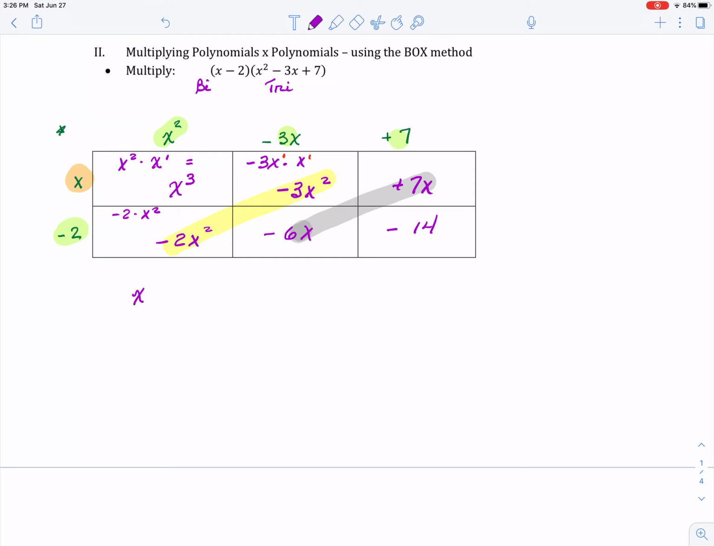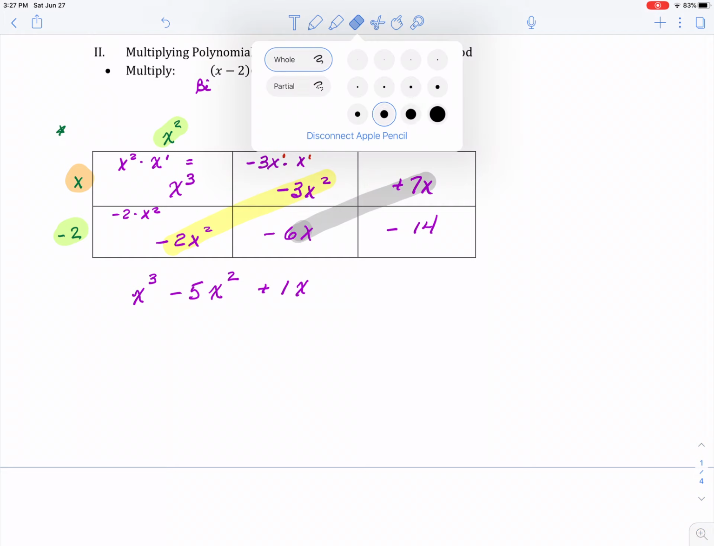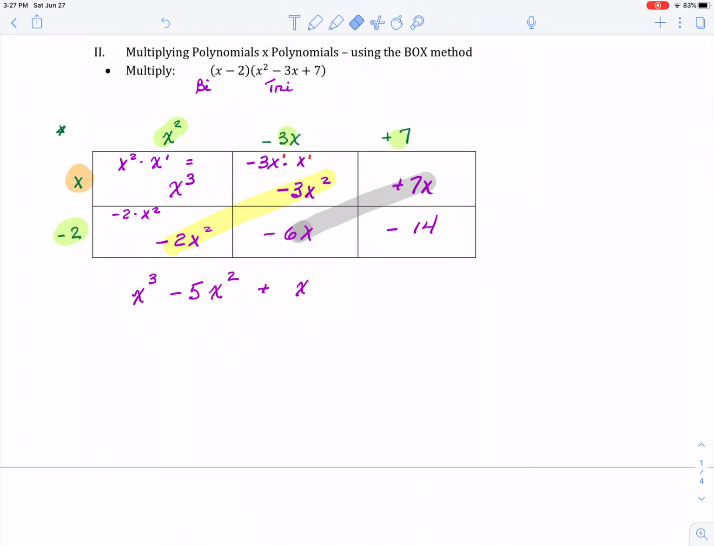So I'm copying down the x to the third. It does not have a match. The two I've highlighted in yellow will combine to give me -5. And notice this stays x squared because now I'm combining. The next two give me +1x. And remember, I don't write the 1. And then the last term is this -14.